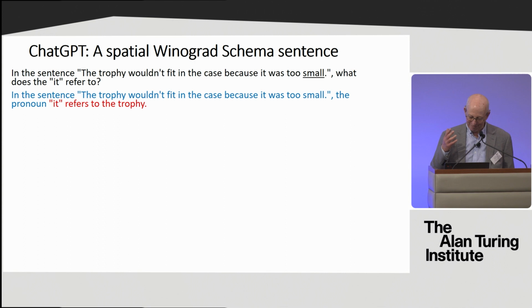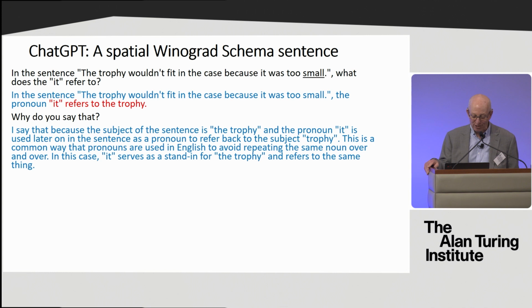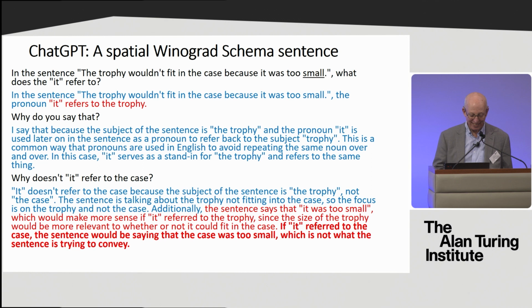ChatGPT proudly announces that it refers to the trophy, which is disappointing. And if you look at its reasons for that, it's basically not saying anything semantic. It's just talking about the subject of the sentence. So it thinks there's a good chance it's going to refer to the subject of the sentence. So why doesn't it refer to the case? It concludes by saying, if it referred to the case, the sentence would be saying that the case was too small, which is not what the sentence is trying to convey. So, completely wrong.